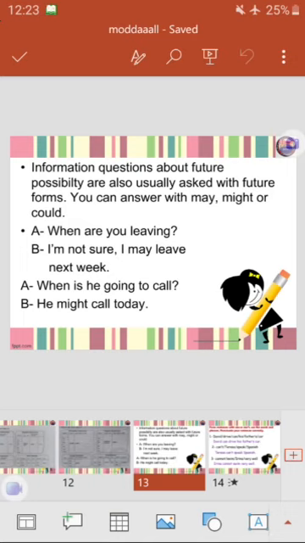Information questions about future possibility are also usually asked with the future forms. You can answer with may, might, or could. So let's hear here. Where are you leaving? I'm asking about something that you're going to do in the future. I'm not sure. I may leave next week. So here, because I'm not sure, I used the modal verb may. When is he going to call? He might call today. So here again, I'm not sure, so I used the modal verb might.